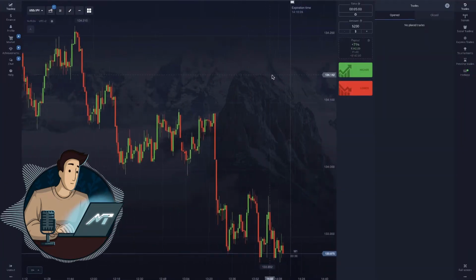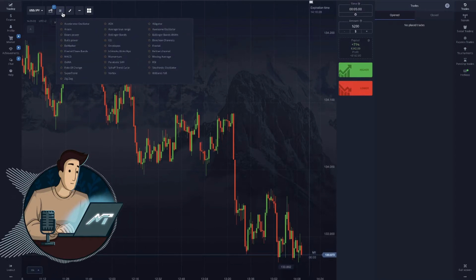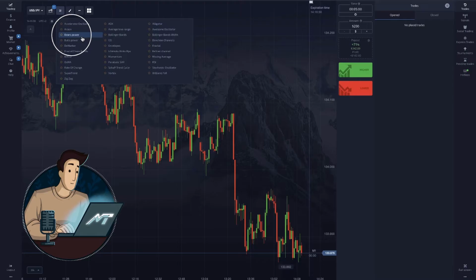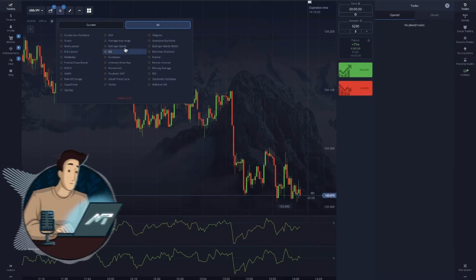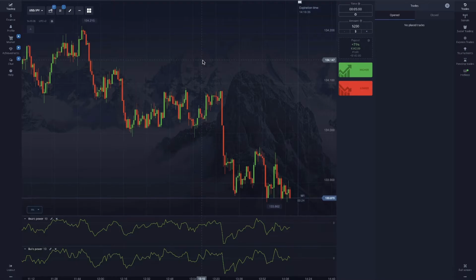Let's take a look at a few examples we have for you and try to answer this question. First, we open the Indicators tab and select the right instruments. As with all oscillators, bulls and bears power open in separate windows and act as any other oscillator would, giving signals to enter the market.